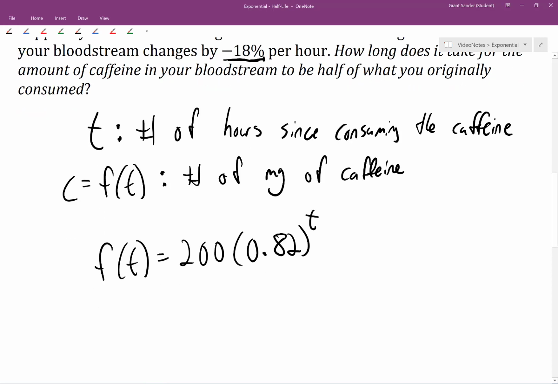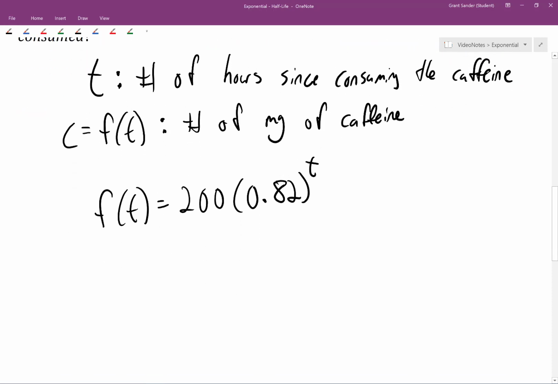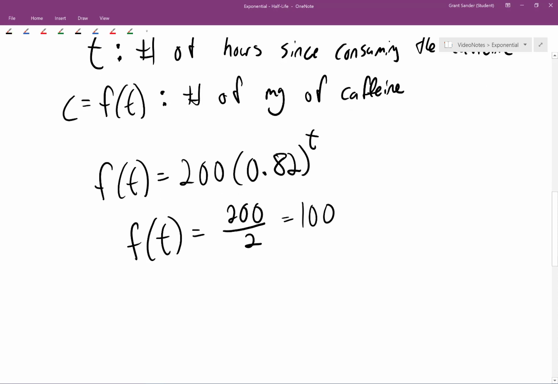So if we want to know the value of t when we have half the amount of caffeine in our bloodstream, then we're looking for the value of t where f of t is equal to half of our original 200 milligrams. So f of t equals 200 divided by 2, and 200 divided by 2 is just equal to 100. So we're trying to solve this equation, f of t equals 100.